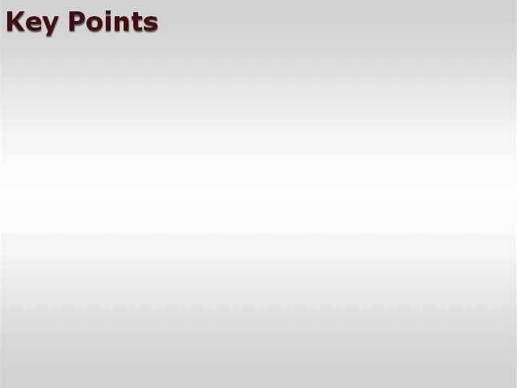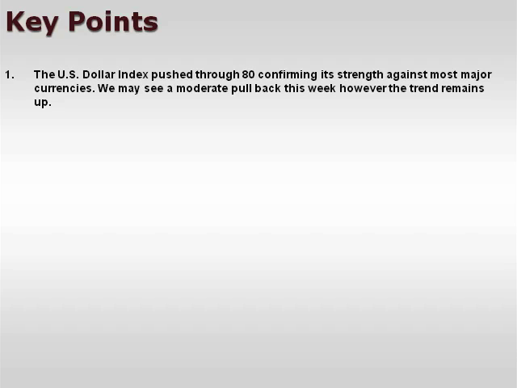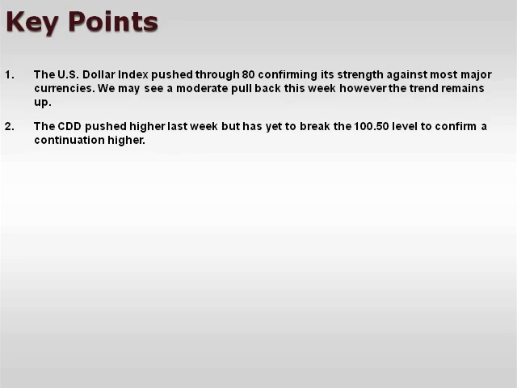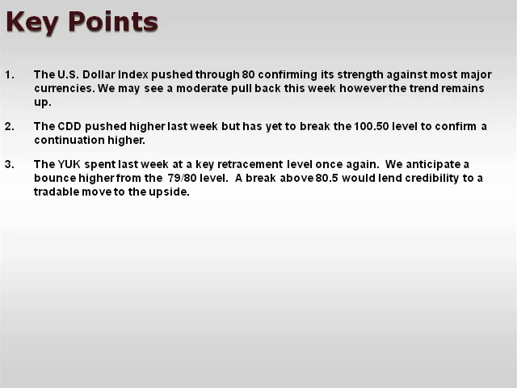First of all, the US dollar index pushed through 80, confirming its strength against most major currencies. We may see a moderate pullback this week, however, the trend remains up. The CDD pushed higher last week, but has yet to break the 100.5 level to confirm a continuation to the upside. The YUK spent last week at a key retracement level once again. We anticipate a bounce higher from the 79.80 level. A break above 80.5 would lend credibility to a tradable move to the upside.